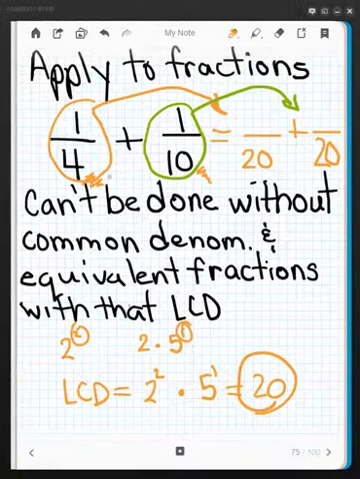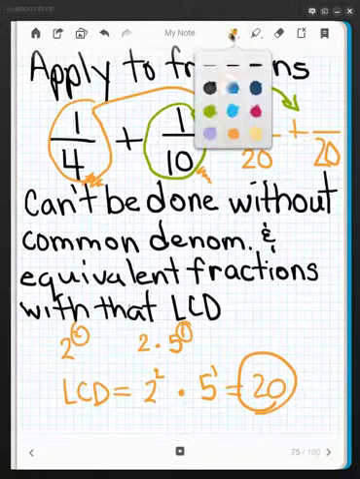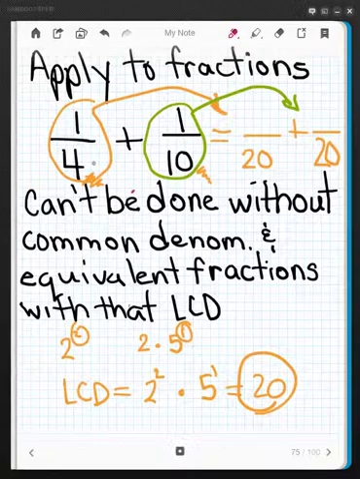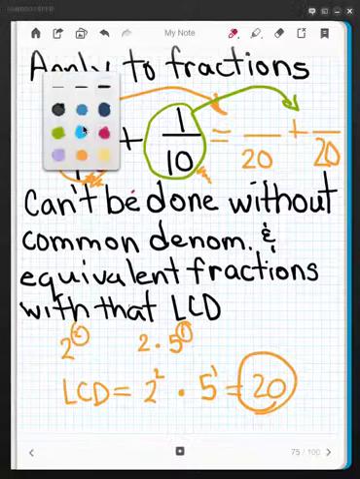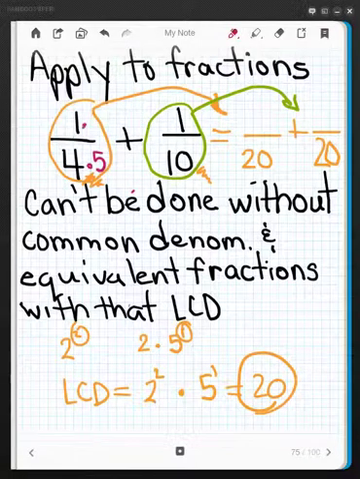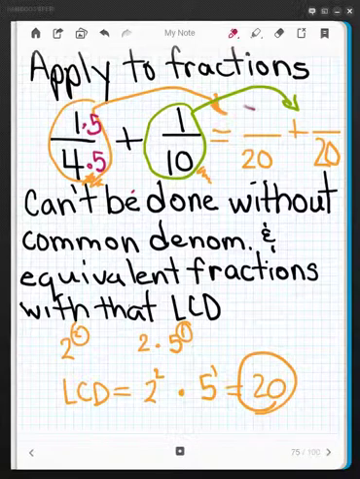So let's start with the 1/4. I ask myself, what times 4 equals 20? Well, the answer to that is 5. So what I do to the denominator, I do to the numerator. So 1 times 5 is equal to 5, and there's my higher term.